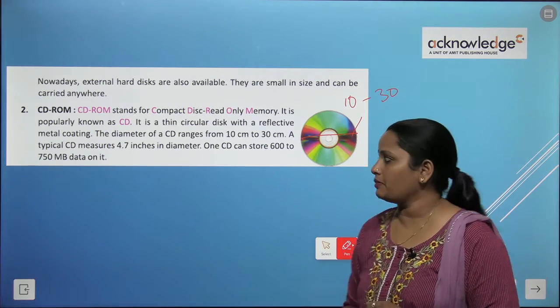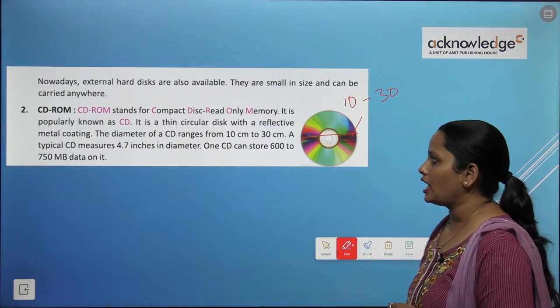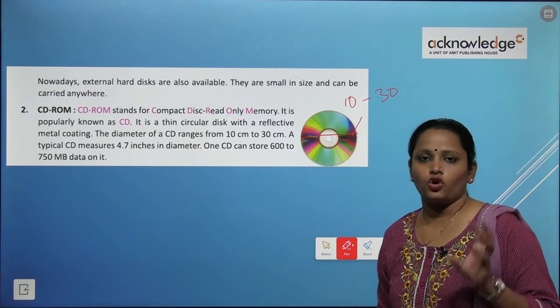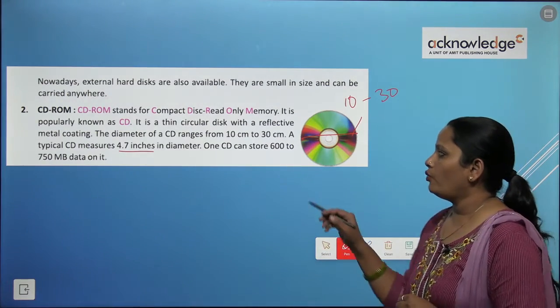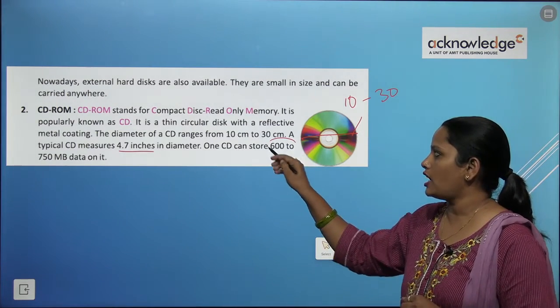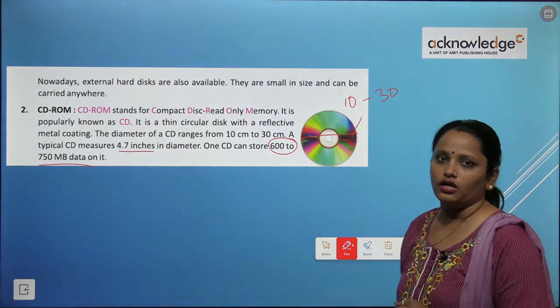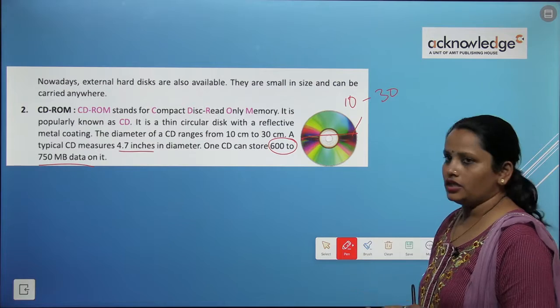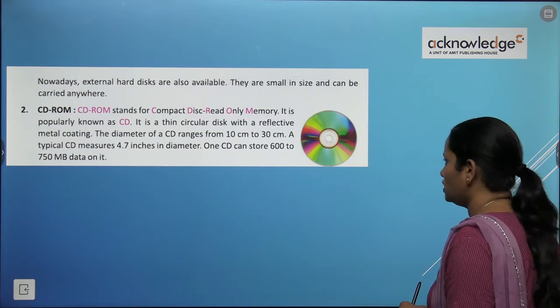A typical CD measures 4.7 inch in diameter. So a normal CD is this many inches in diameter. One CD can store 600 to 750 MB of data. So this much data one CD can store inside it. So this was our CD-ROM.